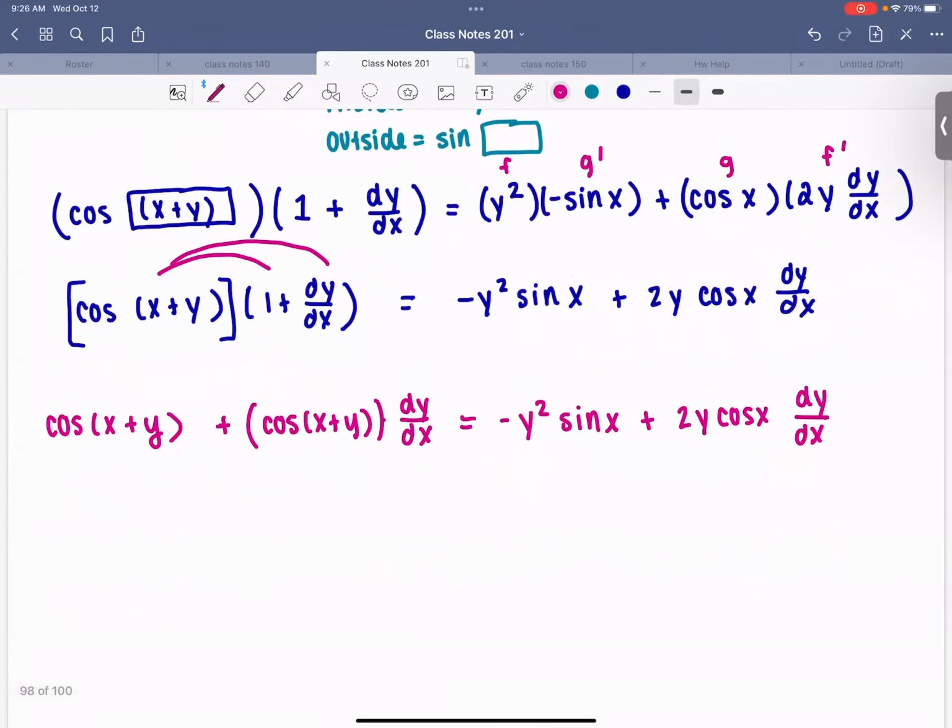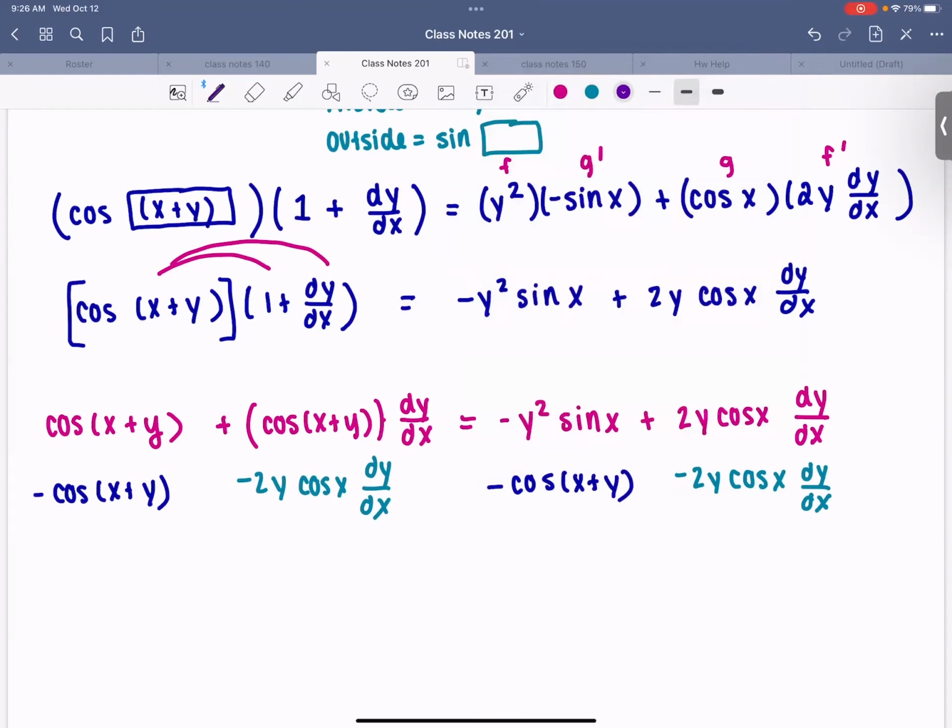Now it looks like we can get the dy dx's on one side, everything else on the other side, right? So the way I'm going to do that is subtract off the 2y cosine x dy dx on both sides. I'm also going to subtract off the cosine x plus y. And it doesn't matter if you decided to do it the other way. I'm just going to do it this way because that was the first thing I thought of.